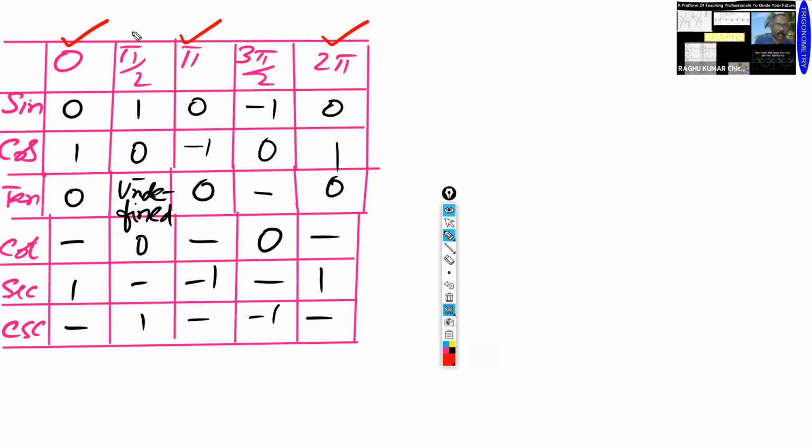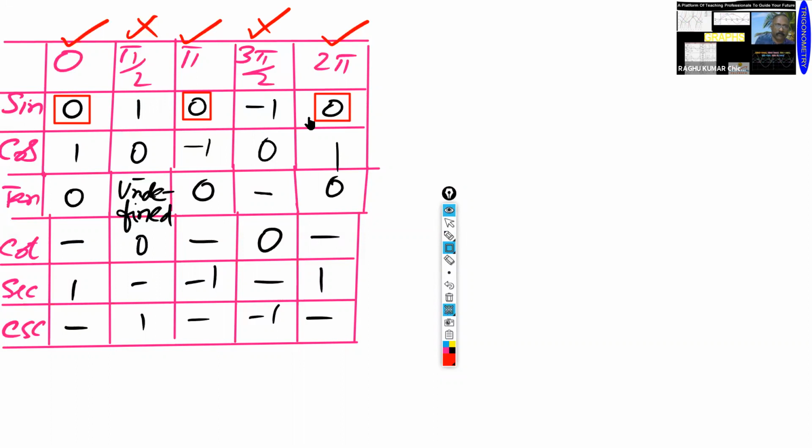Similarly, for pi by 2, cos becomes 0. I'm talking about zeros. For pi by 2, you're getting 0. For 3 pi by 2, also you're getting 0 for sine. I'm talking about the zero cases. I want to generalize this. That is the reason why I'm talking about this.